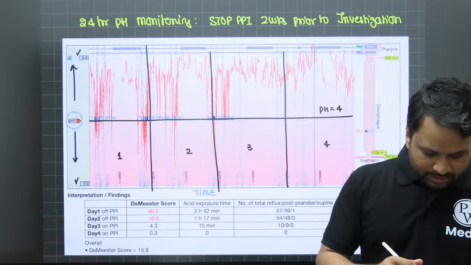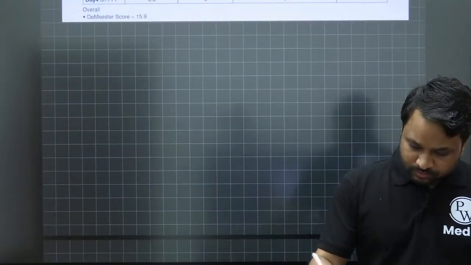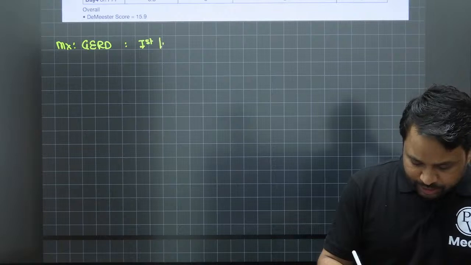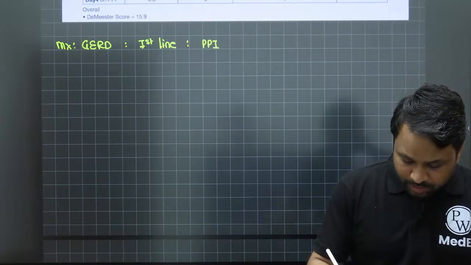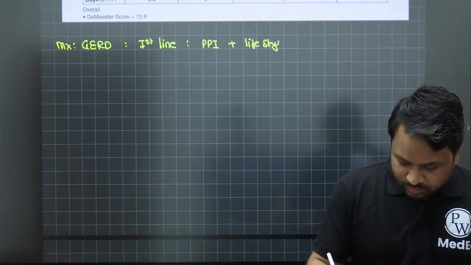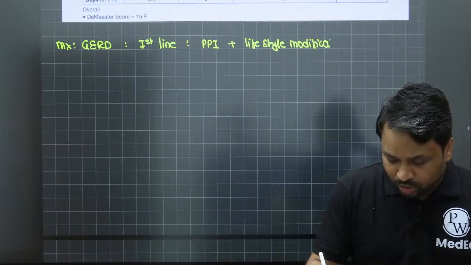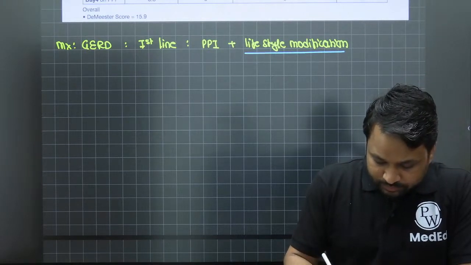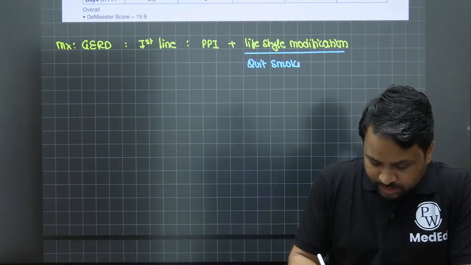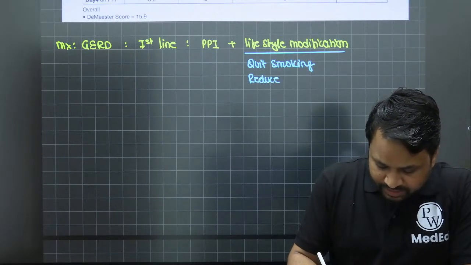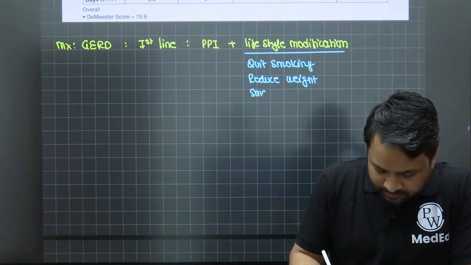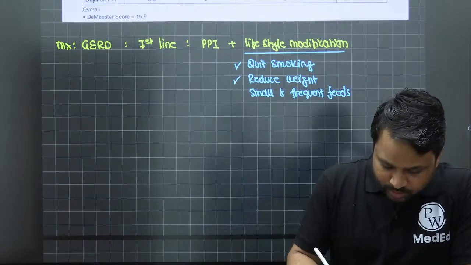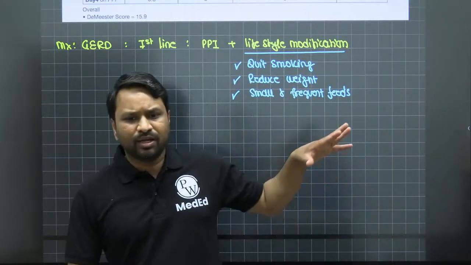Now, once you diagnose a patient of GERD, let's talk about management. In the management of GERD, the first line management is going to be proton pump inhibitors with lifestyle modification. We say start the patient on proton pump inhibitors with lifestyle modification. In the lifestyle modifications, we'll ask the patient to quit smoking, reduce weight, and take small and frequent feeds. Right? So quit smoking, reduce weight, small and frequent feeds is the lifestyle modification. Along with that, you have proton pump inhibitors.